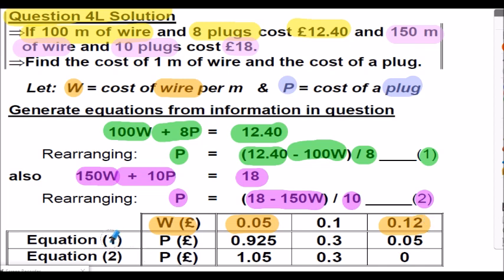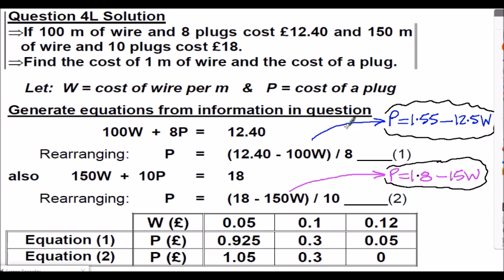And then for equation 1, we can work the values of P in pounds, and equation 2, the values of P in pounds. If you want to sketch the equation to find the range of W values in this particular case, then write in the equation 12.4 minus 100W all divided by 8 as P is equal to 1.55 minus 12.5W, and also equation 2, 18 minus 150W divided by 10 can be written as P is equal to 1.8 minus 15W. That might help if you want to sketch the lines.